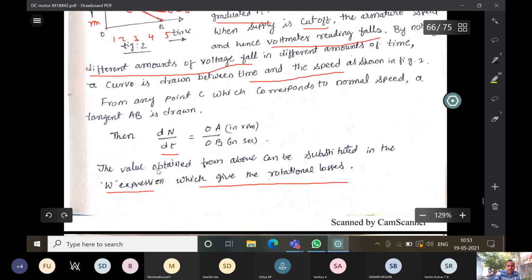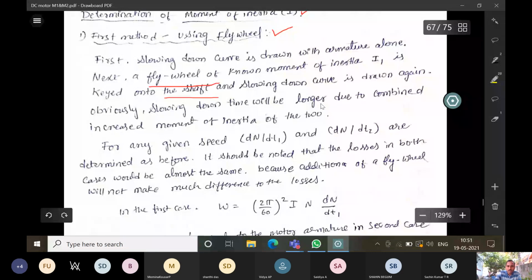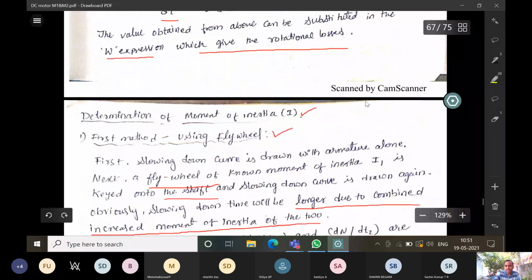Obviously the slowing down time will be longer due to the combined increased moment of inertia of the two. The motor shaft is connected to the flywheel. This is the motor, this is the flywheel. Initially you do not connect the flywheel. Switch off the supply and the motor will slow down. You observe this reading.